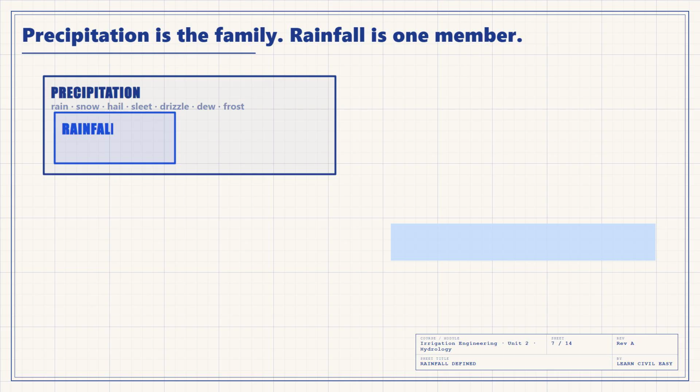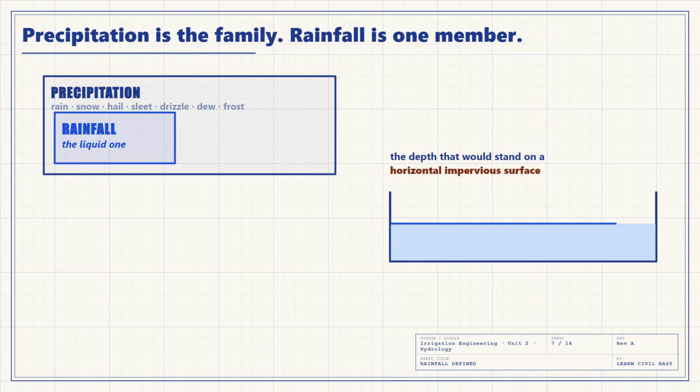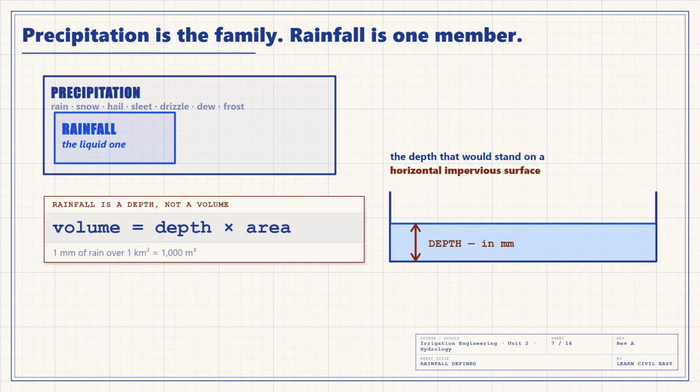Precipitation is the family. It means all forms of water reaching the earth from the atmosphere. Rain, snow, hail, sleet, drizzle, dew, frost. Rainfall is one member of that family, precipitation in the liquid form. In India, rainfall is very nearly all of the precipitation, so we use the words loosely, but in an examination, define them separately. It is a free mark.